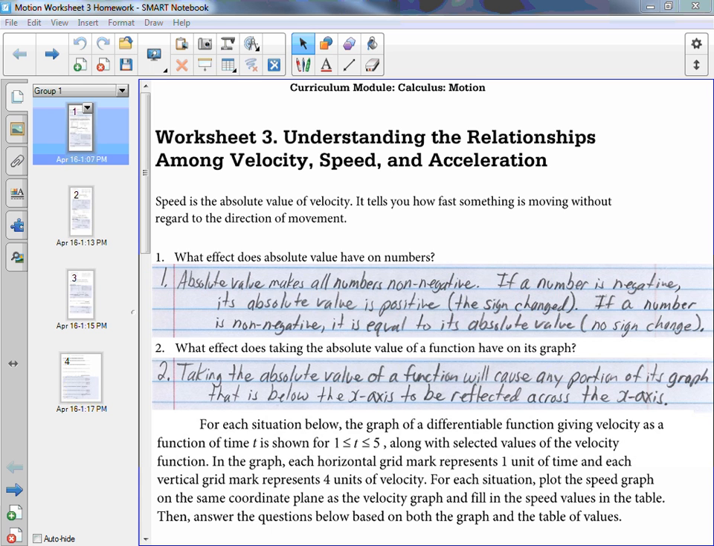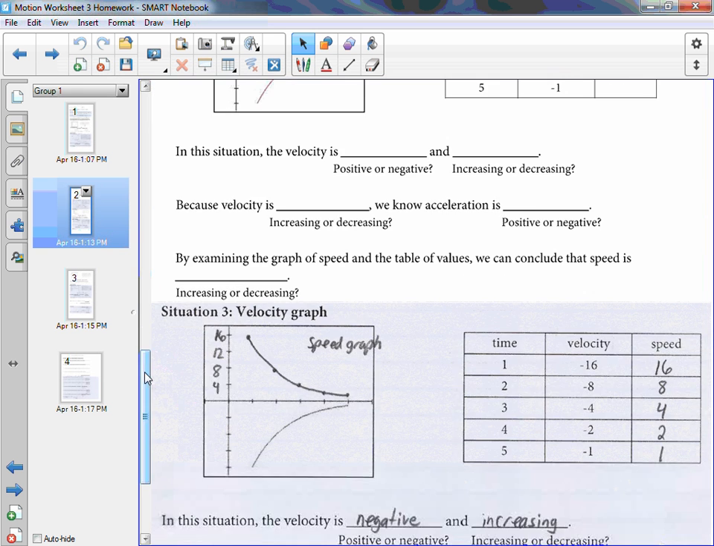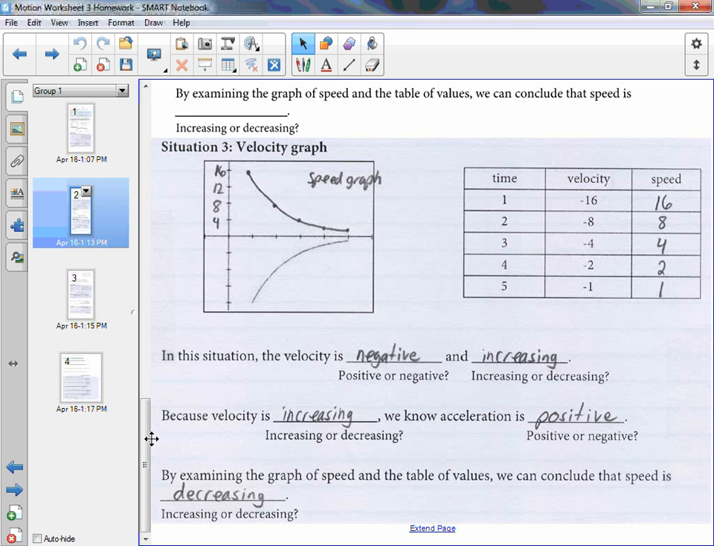All right, worksheet 3, questions? Situation 3. All right, so what's your question on situation 3?